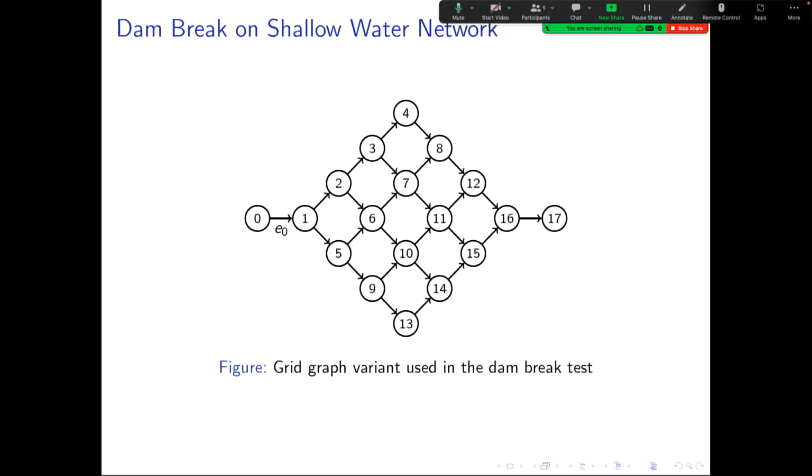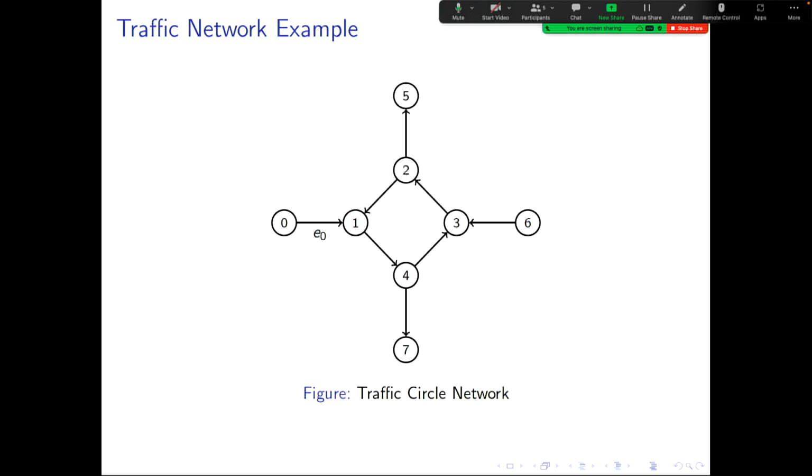And I will have a case that shows a dam break on a shallow water network. I have that in a movie that I will show at the end, just to show that we at least can handle a shock condition in a sensible way. Similarly, a basic traffic network example that shows at least things seem to be working. A movie at the end.